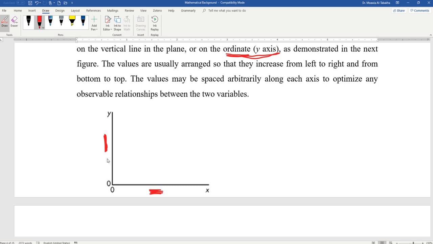Therefore the time is the independent variable. It moves. It depends on nothing. It keeps moving. But concentration keeps changing depending on the time. Okay?